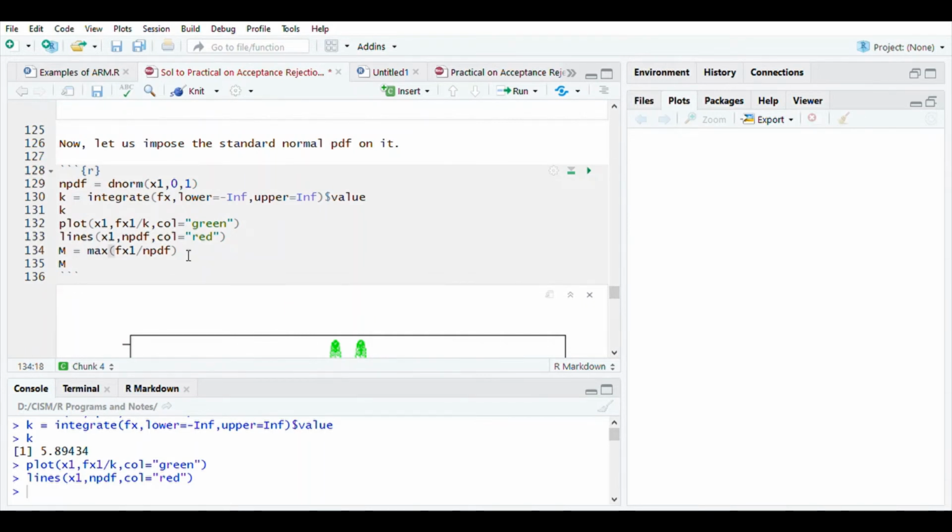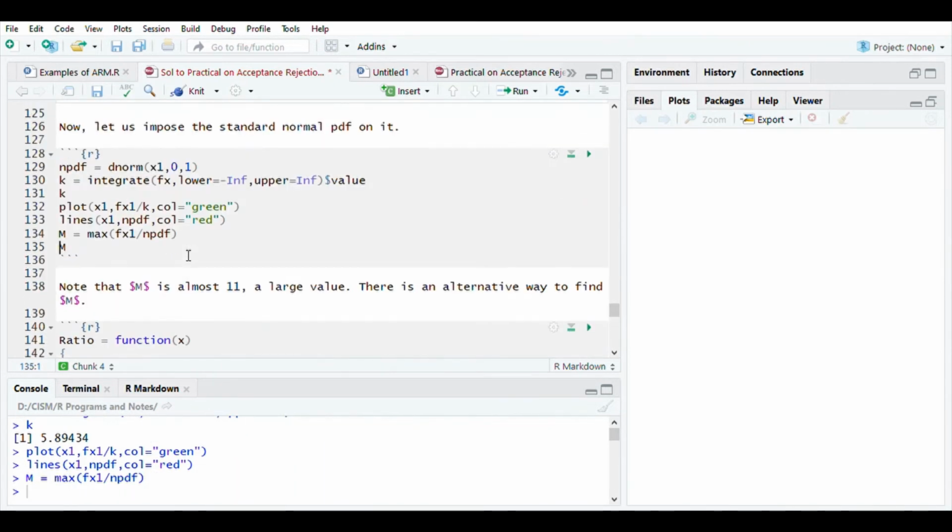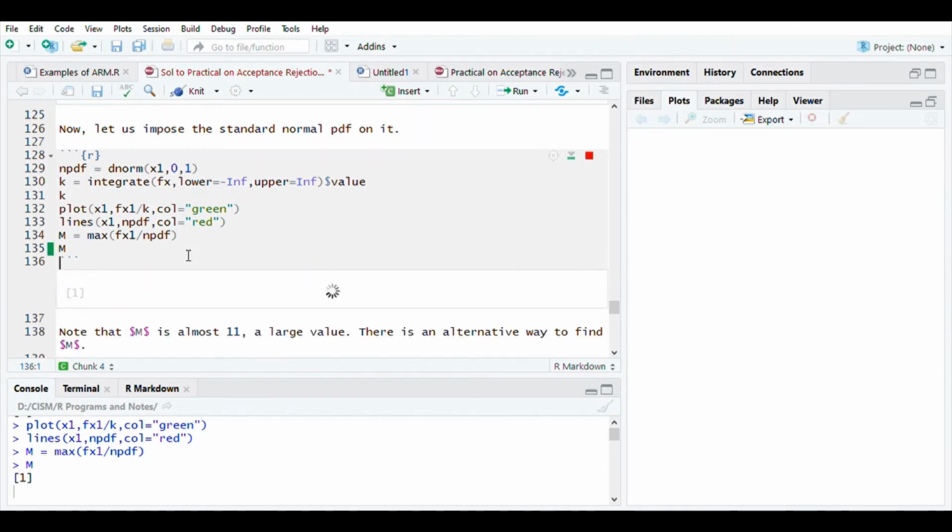So let us see what we get if we simply look at the maximum of the ratio. A very simple and empirical way to find the constant. Let us see what we get. Okay, so we got it to be closer to 11, almost 11. So M is almost 11.